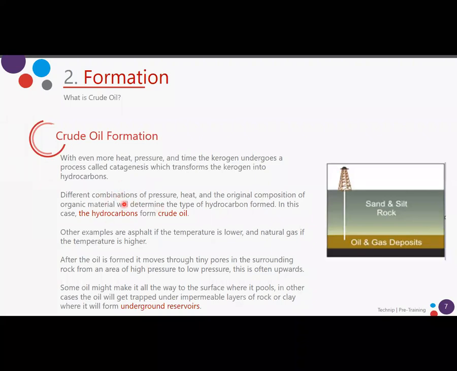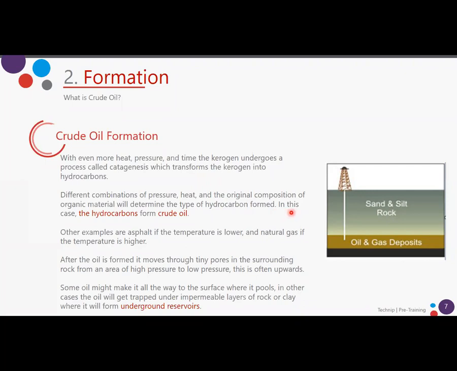Different combinations of pressure, heat, and the original combination of the organic material will determine the type of hydrocarbon formed. In this case, the hydrocarbons from crude oil. Okay, if you go to more pressure, more heat, then you will get more natural gas.